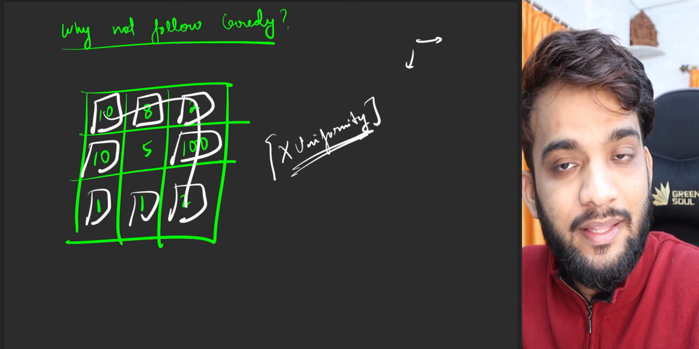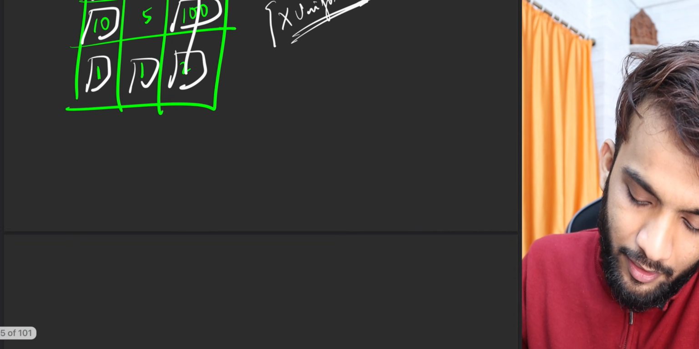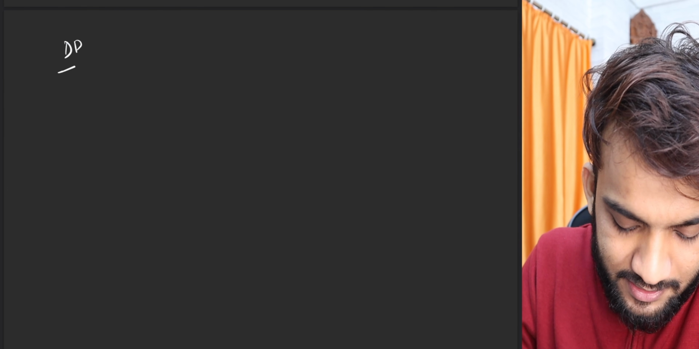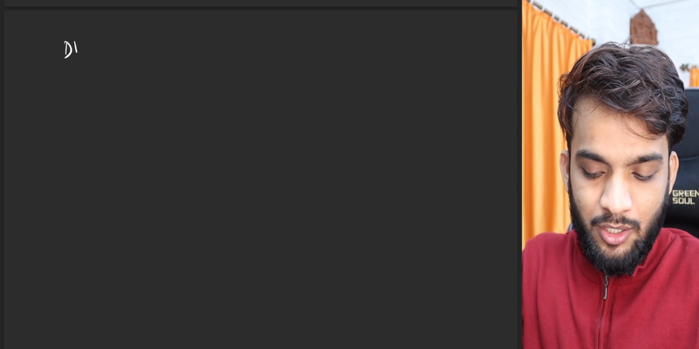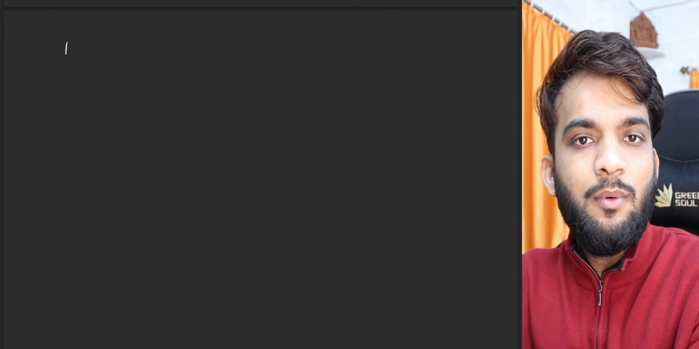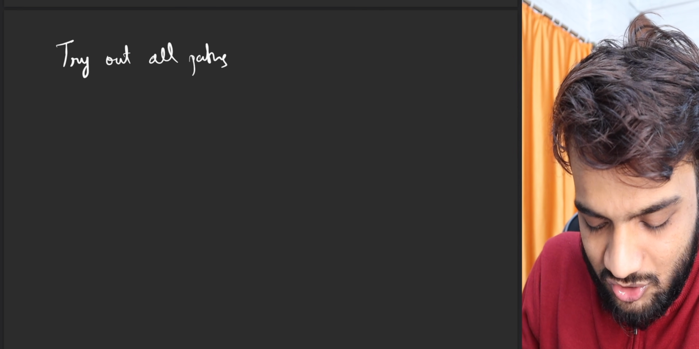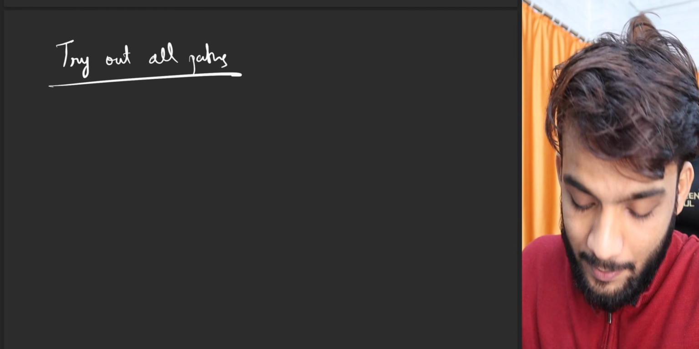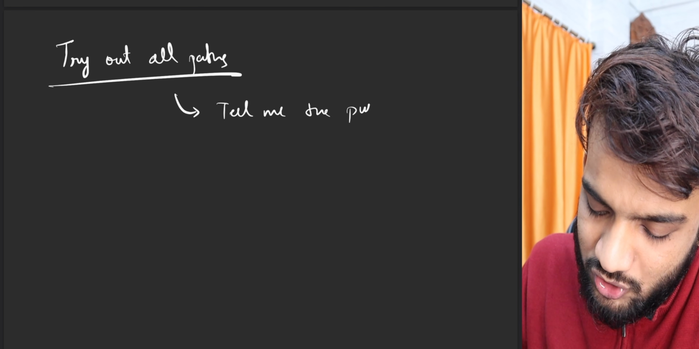Got this? Thereby, in such cases, what you can do is apply DP. But before DP, what's the step? Don't directly go to DP. What are you saying? I have to figure out the minimum possible cost path, right? So if you're looking to figure out the minimal cost path, what's the first way? Try out all paths. And in all those paths, tell me the path which has minimal cost.